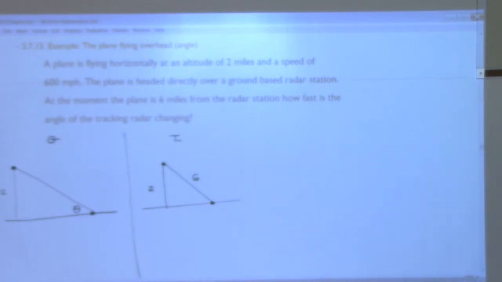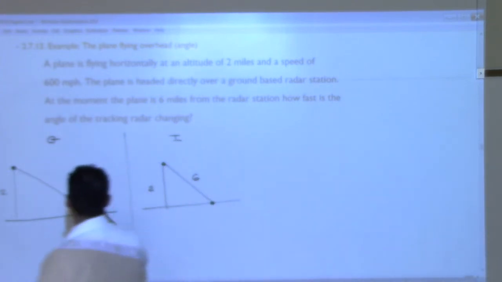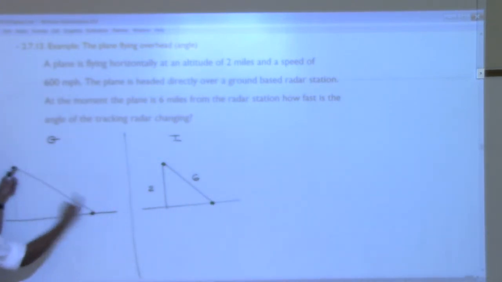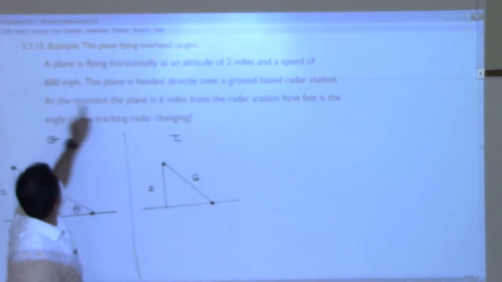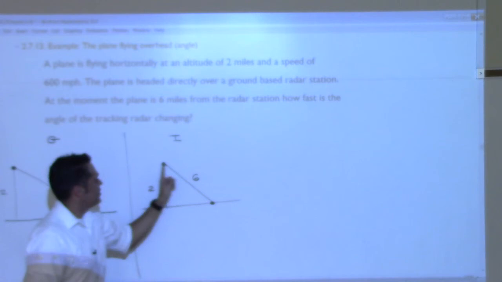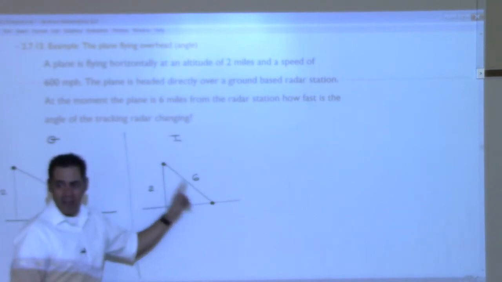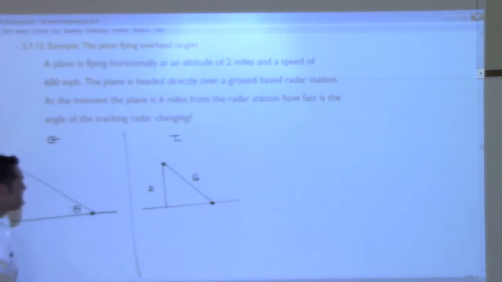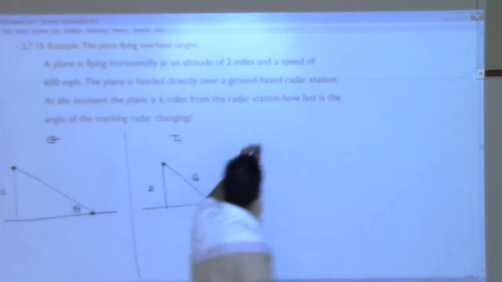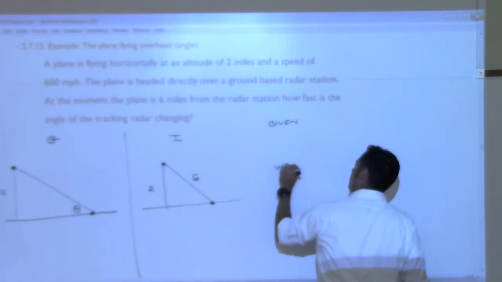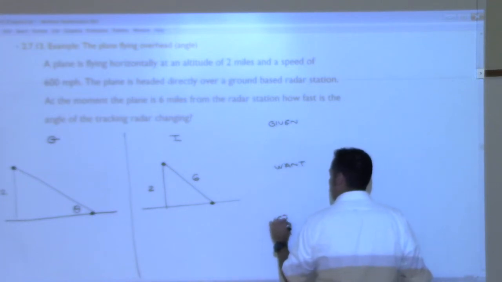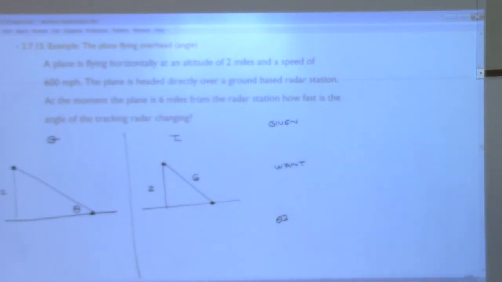Did y'all see the pictures there? How this is different than the last one? We're interested in this angle as opposed to this distance. But they tell us about this distance, right? At the moment the plane is 6 miles from the radar. So this information is the same from the last problem. What are we given? What do we want? And what's our equation? I think we can get that before the class ends.